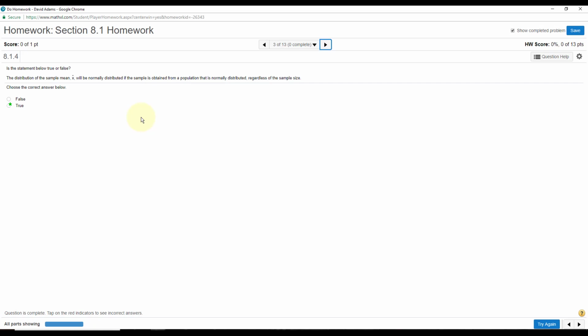Again, two populations, the original population of individual scores and a new population of all possible x bars. This new population will be normally distributed if the parent population is normal, regardless of sample size. That's this question here. Or if you haven't been given the information that the parent population is normally distributed, you need to have a sample size greater or equal to 30 for this new distribution of x bars to be normally distributed.